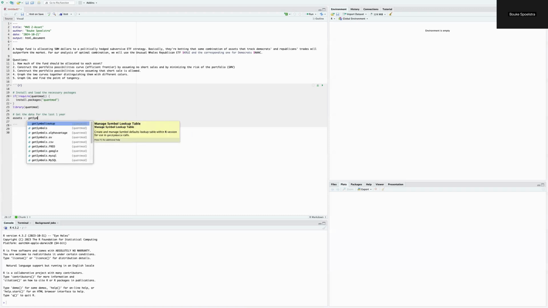So put that in an object. We will create an object and we'll use the function getSymbols. Combine. So CRUZ is our first, and Nance. And we're also going to use the 10-year bond for our risk-free rate.